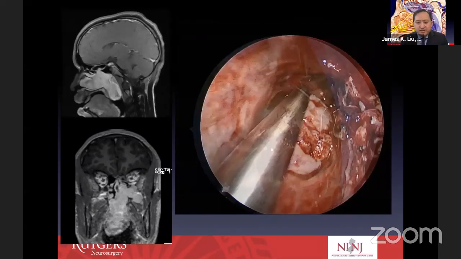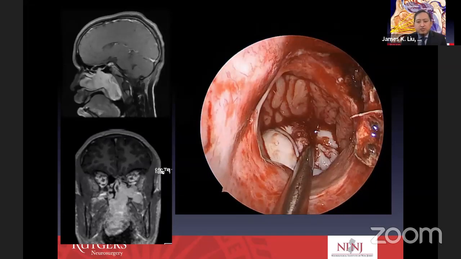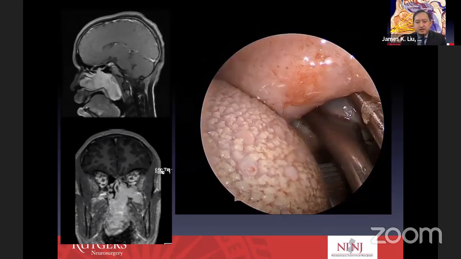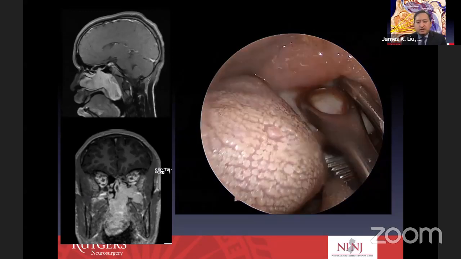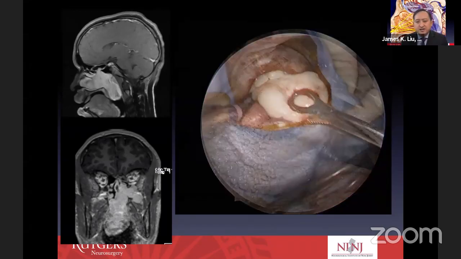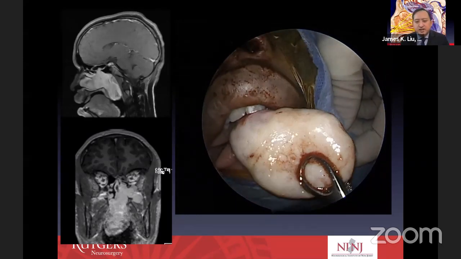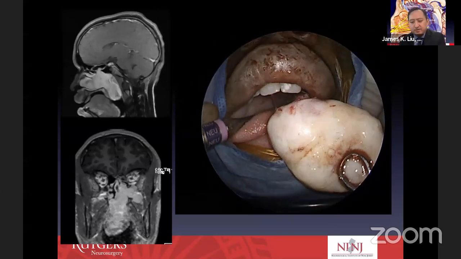And then the rest of the tumor is in the back of the nasopharynx, and it's too large to bring up through the nose. So what I've done here is I've pushed the tumor into the oral cavity, grabbed it with a ring forceps, and there's the tongue. So this tumor is quite large. It's too big to come out through the nose. So we'll push it downwards and deliver it through the oral cavity.